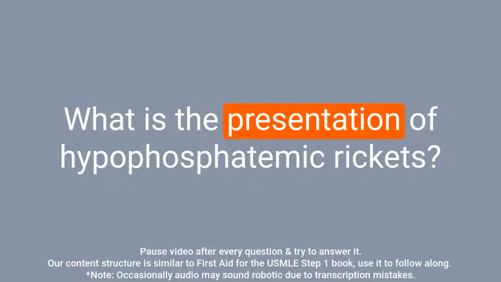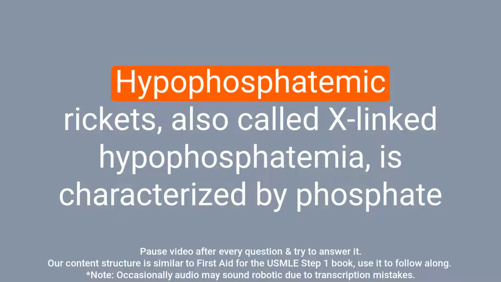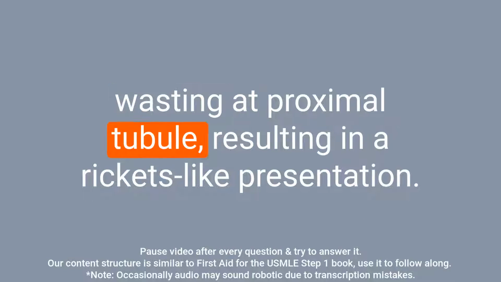Question: what is the presentation of hypophosphatemic rickets? Answer: hypophosphatemic rickets, also called X-linked hypophosphatemia, is characterized by phosphate wasting at the proximal tubule, resulting in a rickets-like presentation.